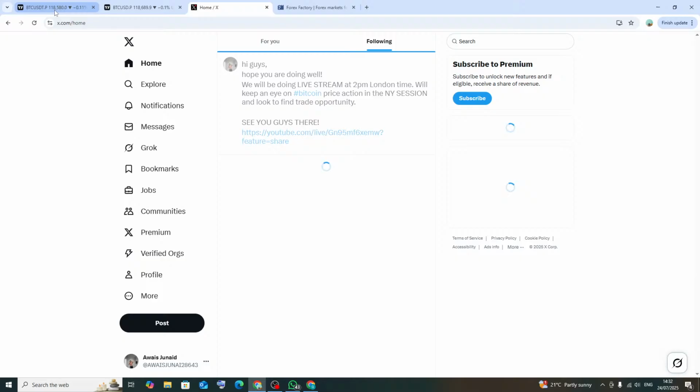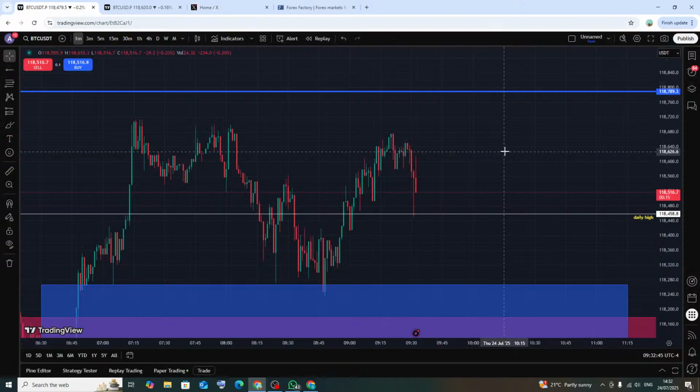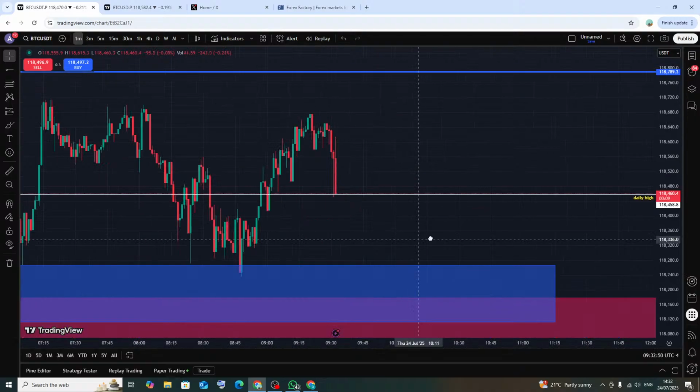So look at this. This is a 1 minute time frame chart, by the way, and look at this volatility on the charts. Look at this. We have to be patient, man.